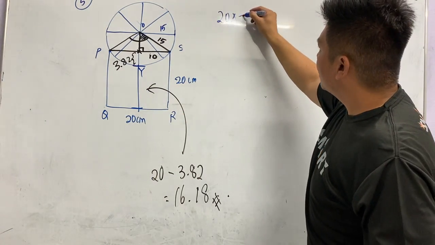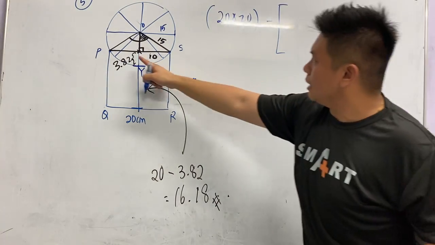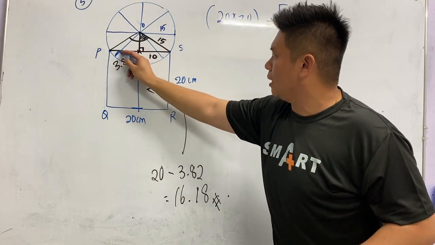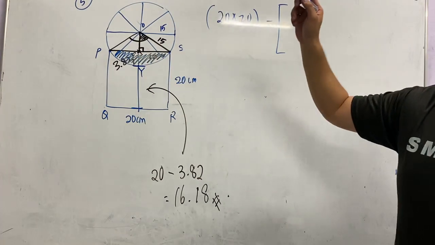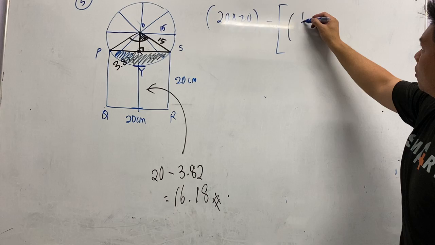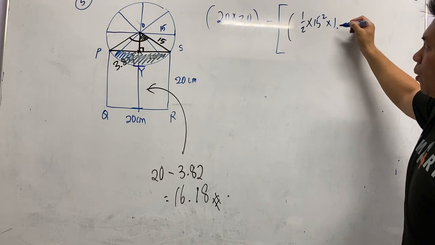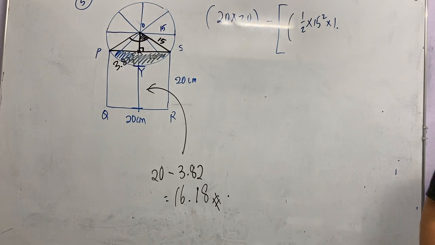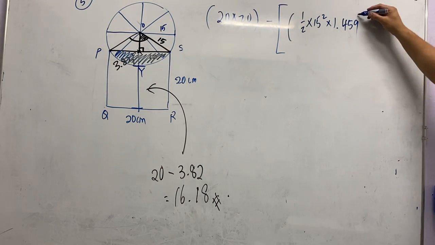20 times 20, betul lah? So that's the first part. Lepas tu minus. Okay. How do I get this particular segment? Yang bahagian yang cikgu akan buat yang warna biru lah. Okay. So this segment. How do I get this segment? I need to find the sector first. So means that the sector is 1 over 2 r square theta. What's the r? 15 square. What's the theta? 1.459, correct? 1.459. Yes. Alright? Now, this is your sector.